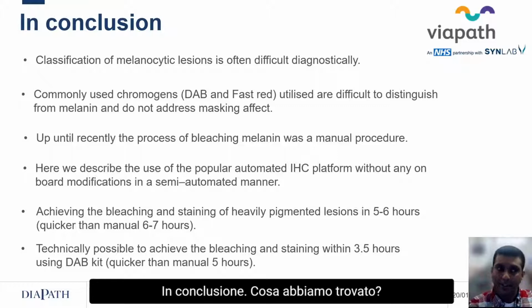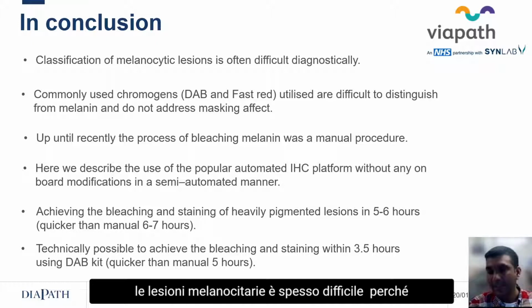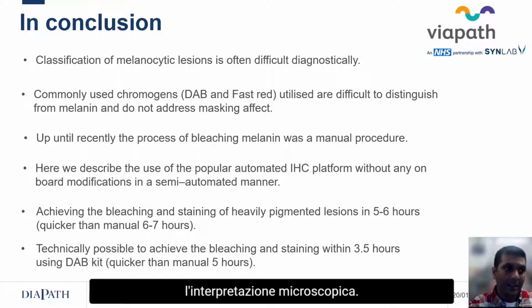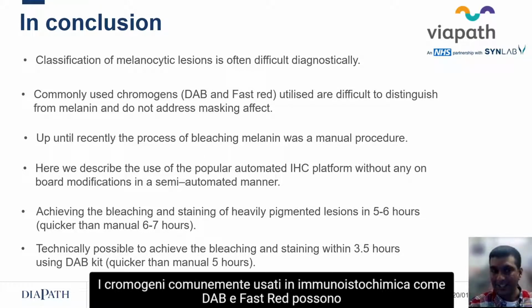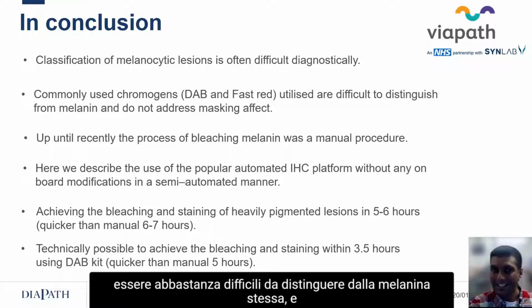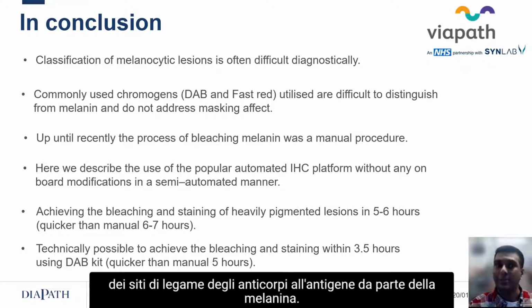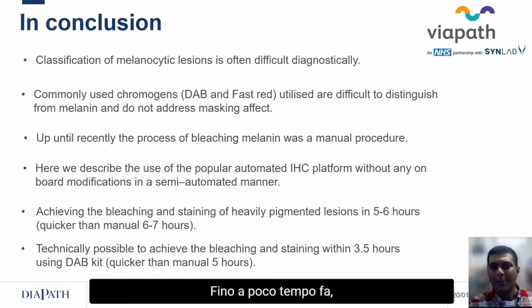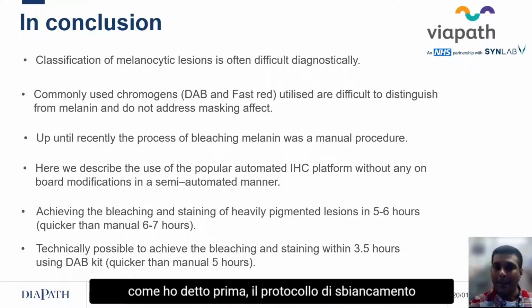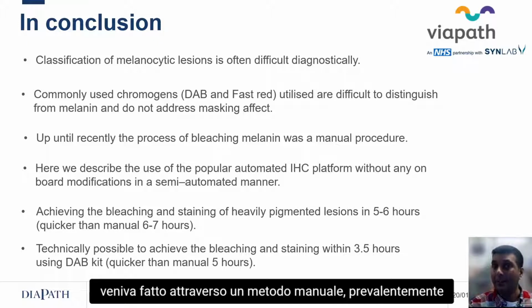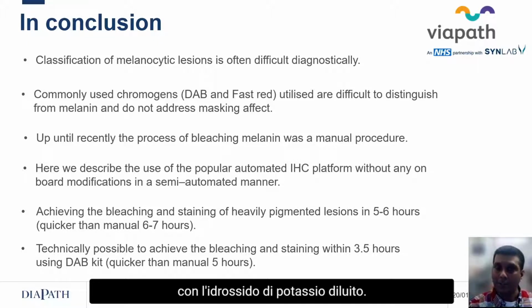In conclusion, what did we find? So we found that classification of melanocytic lesions is often difficult diagnostically, because the melanin, as we said, impedes the microscopic interpretation. Commonly used chromogens in IHC, such as DAB and fast red, can be quite difficult to distinguish from the melanin itself, and as well as that, it does not address the masking effect of melanin on the antigen-antibody binding sites. Up until recently, as I mentioned earlier, the melanin bleaching protocol has been done through a manual method, predominantly through the dilute potassium hydroxide method.